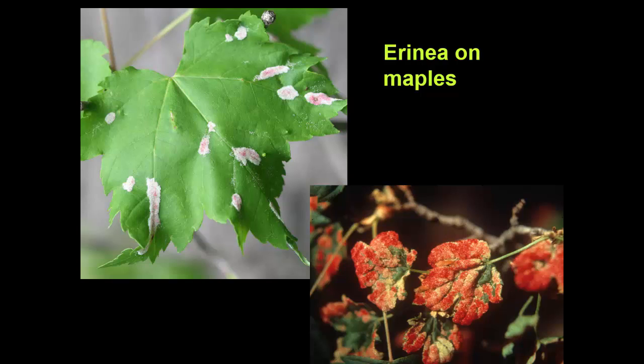So we see erinea, which is the plural of erineum, probably most readily recognizable on maples. The picture on the left is an eastern maple, but the one on the right is the Rocky Mountain maple. It's just a fuzzy haze of plant hairs that makes it look velvety. These are plant hairs that have been induced to grow on the surface of these leaves and are housing thousands and thousands of eriophyid mites that produce that distortion.